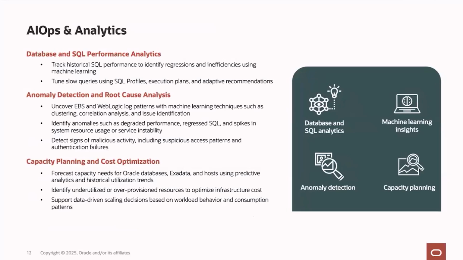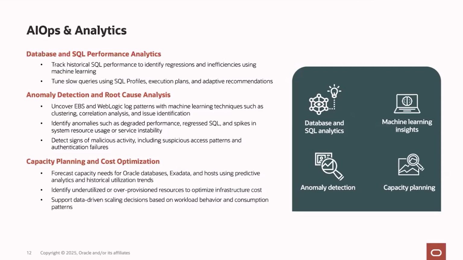And for the last key capability, AI ops and analytics, from a database perspective, you get database and SQL performance analytics. So being able to track historical SQL performance to identify regressions and inefficiencies using machine learning. It also allows for tuning slow queries, execution plans, and provides adaptive recommendations.